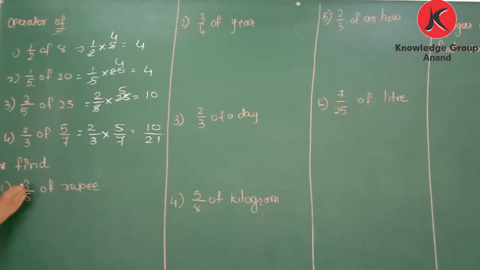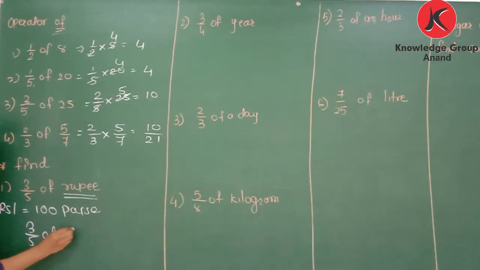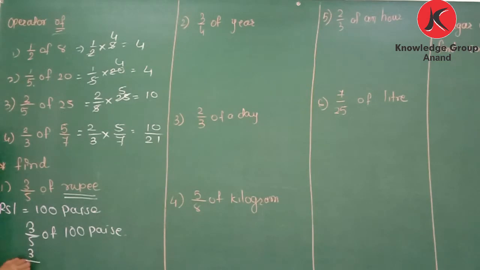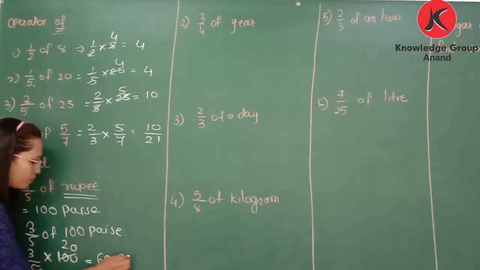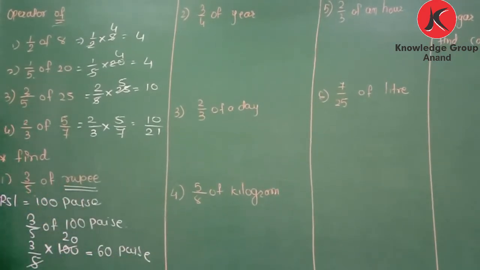Now next, find 3 by 5 of 1 rupee. Now rupees means what? Convert this into paisa. So 1 rupee is equal to 100 paisa. It means 3 by 5 of 100 paisa, you need to find. So 3 by 5 of means multiply 100. 5 20s are 100. Now 20 into 3, that is 60 paisa. So 3 by 5 of 1 rupee is 60 paisa.